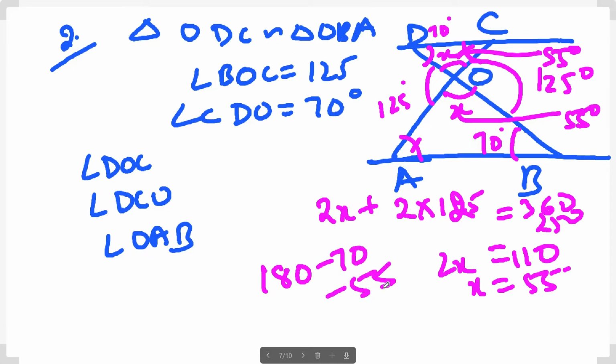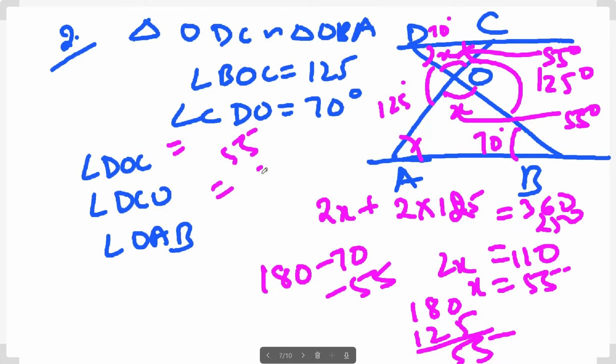Right? 125 हो गया ये. So 180 minus 125 क्या है? Incidentally, that is also 55. So what is DOC? DOC 55, BCO 55, OAB 55. That's the answer.